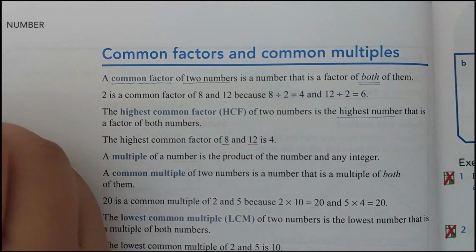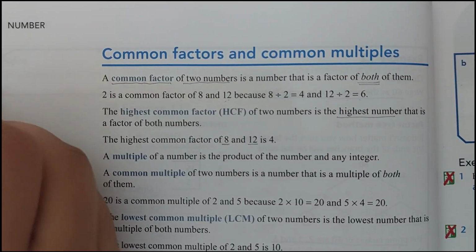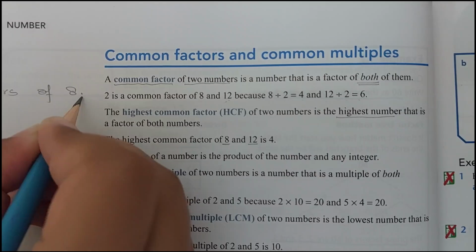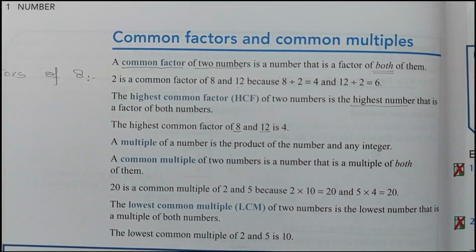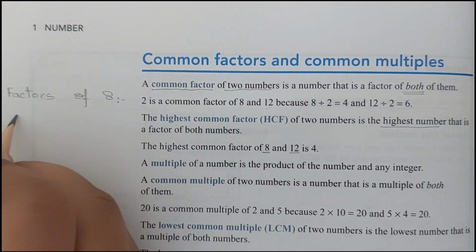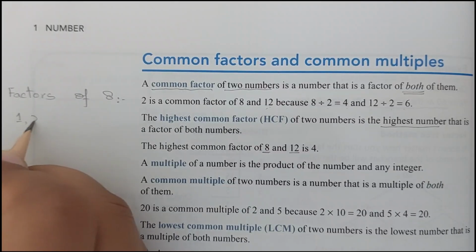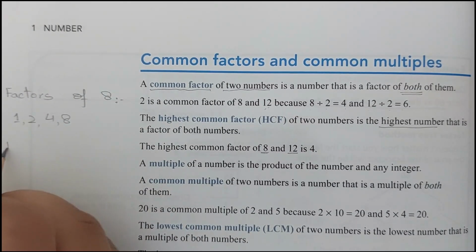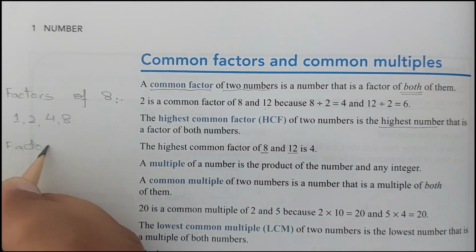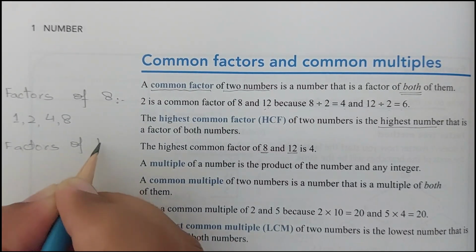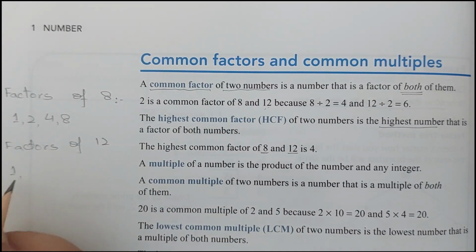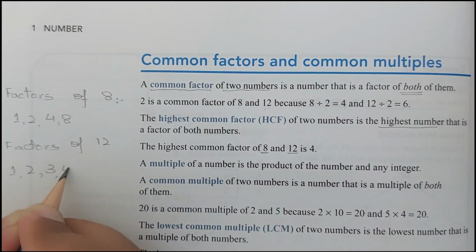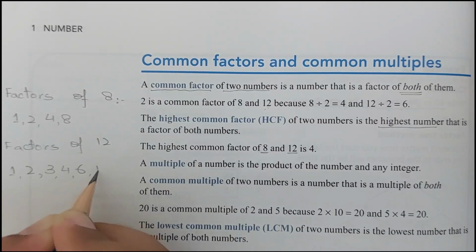Let's say if I list the factors of 8. Okay, so the factors of 8 are 1, 2, 4, and 8. And if I list the factors of 12, it's 1. It is divisible by 2. 2 times 6 is 12. 3 times 4 is 12. 4 times 3 is 12, and 6, and then 12.